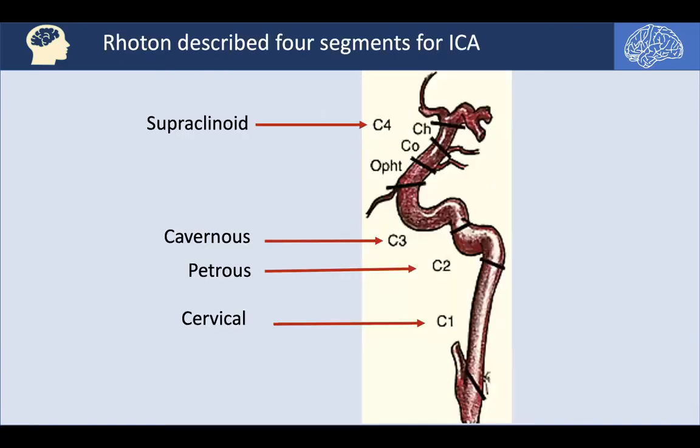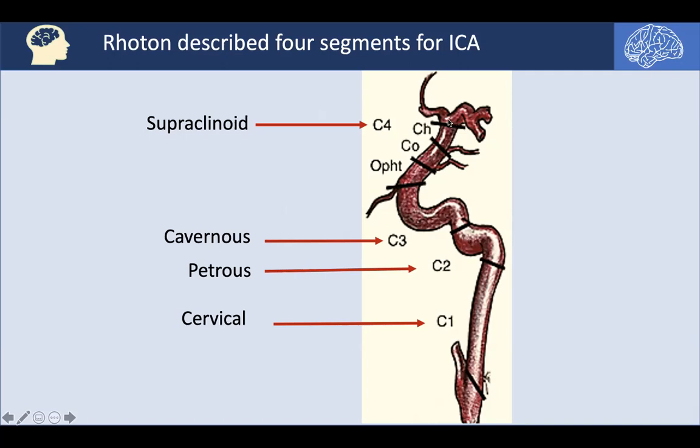Rhoton described four segments for the ICA, from C1 to C4. C1 is called the cervical segment in the neck. C2 is called the petrous segment as it passes in the petrous part of the temporal bone. The C3 segment is the cavernous segment. The C4 is the supraclinoid segment, and we can notice here that the C4 segment has three segments in it: the ophthalmic segment, which gives the ophthalmic artery, the communicating segment, which gives the posterior communicating artery, and the choroidal segment, which gives the anterior choroidal artery.